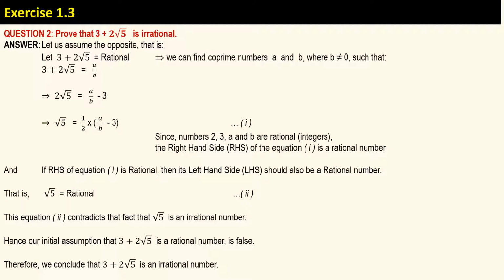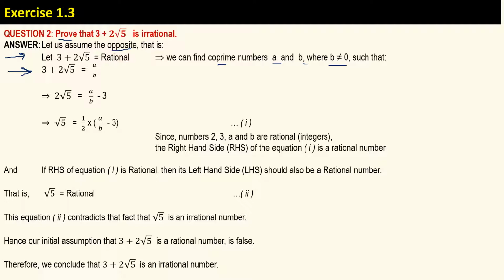Now let's solve question number 2, which is: prove that 3 plus 2 times square root of 5 is irrational. So let's start by assuming the opposite. That is, let 3 plus 2 times square root of 5 be a rational number. If this is a rational number, then we can find two co-prime numbers a and b where b is not equal to 0, such that 3 plus 2 times square root of 5 is equal to a divided by b.